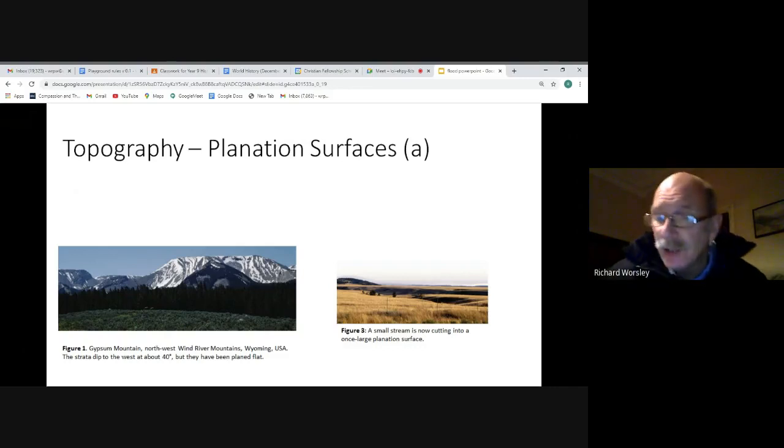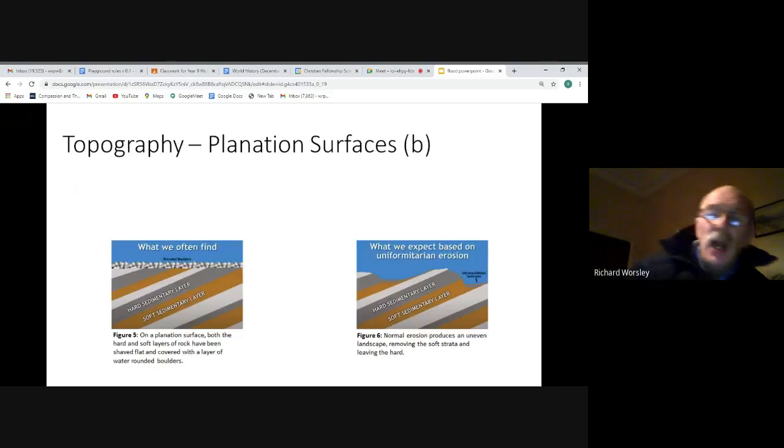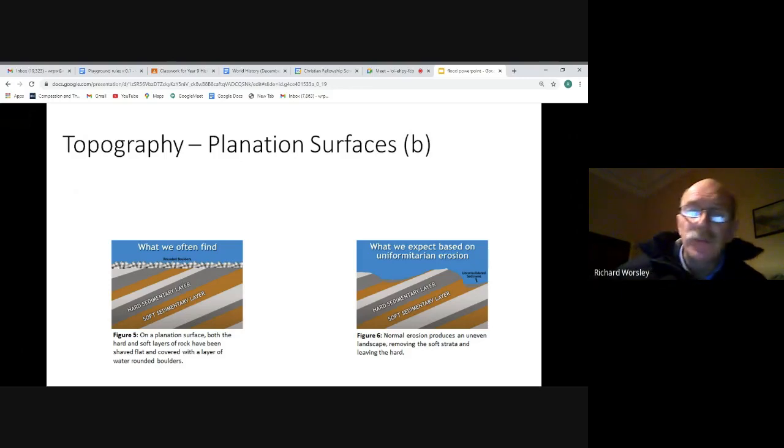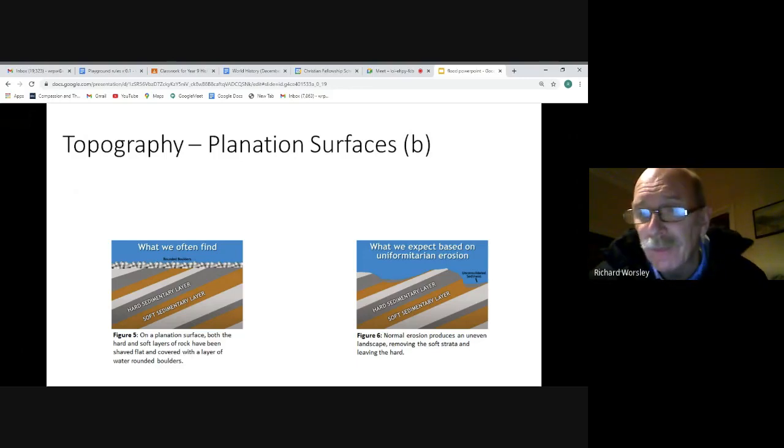Now, planation surfaces are quite unique because if you had a recent, as it were, worldwide flood, you would expect to see the surfaces still to be flat, and there would be boulders potentially on top of the surfaces that actually belong to rock layers that belong elsewhere, that are just being carried along by the waters. So that's kind of debris, if you might say.